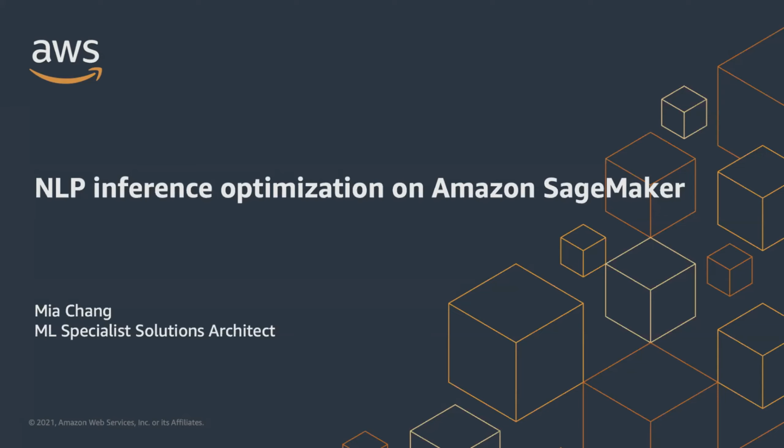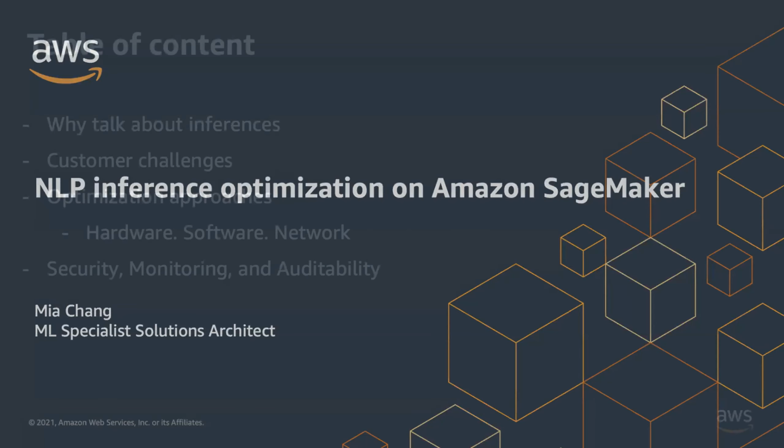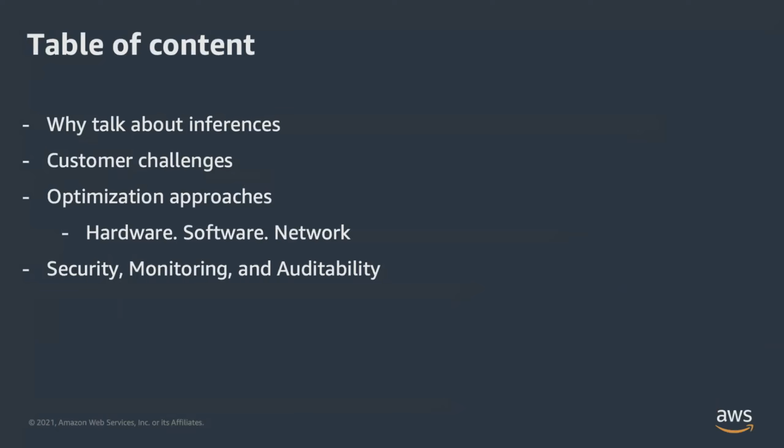So today I would like to cover how to do inference optimization with NLP use cases on Amazon SageMaker. The content that I will cover is why we talk about inference, what are the common challenges that our customers share with us, and what are the different ways to optimize your inference. And the last one, we'll talk about how to do a more secure, easier-to-adopt setup for your model endpoints and your SageMaker development cycles.